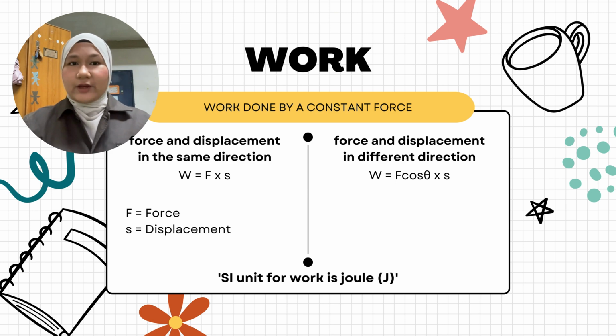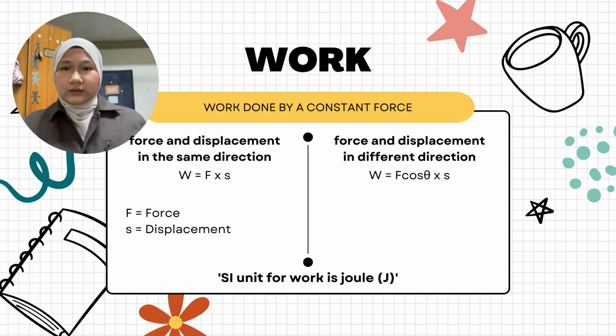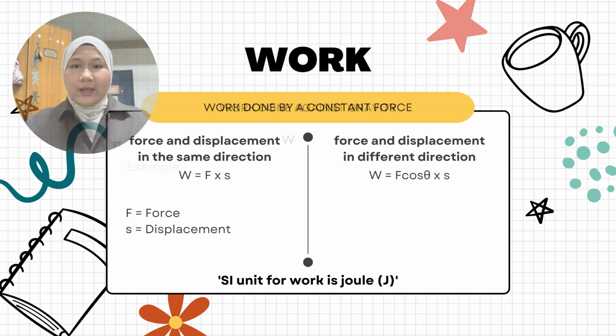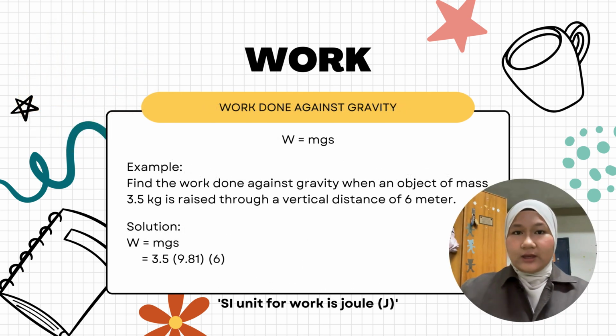Work is divided into 3 parts. Now, I'm going to tell you about the first one, which is work done by a constant force. First formula is W equal to Fs, where F stands for force and s stands for displacement. This formula is used for finding the work done when force and displacement are in the same direction. Next, the formula used when force and displacement are in different directions is W equal to force multiplied with cos theta multiplied with s.